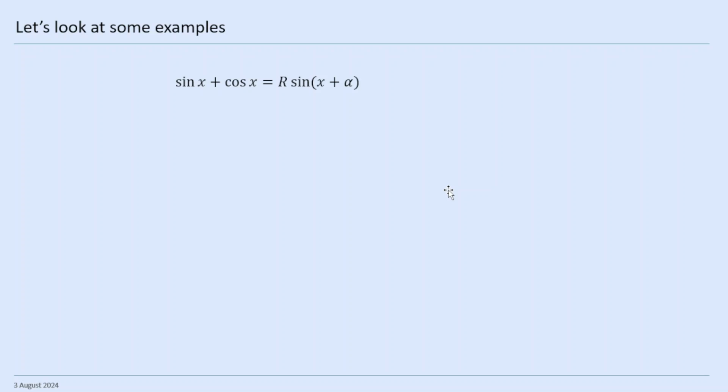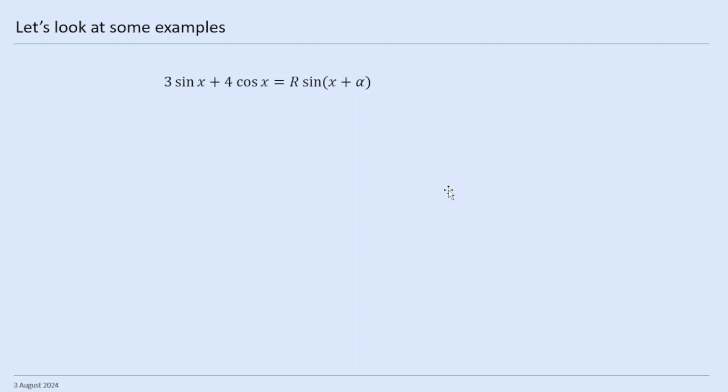So let's just simply add sine x to cos x. So sine x plus cos x equals r sine x plus alpha. That means that r is a squared plus b squared square rooted. A and b are both 1, so r is 1 squared plus 1 squared rooted. R is root 2. Tan alpha is 1 over 1, so tan alpha is 1, so alpha is 45 degrees or pi over 4 radians.